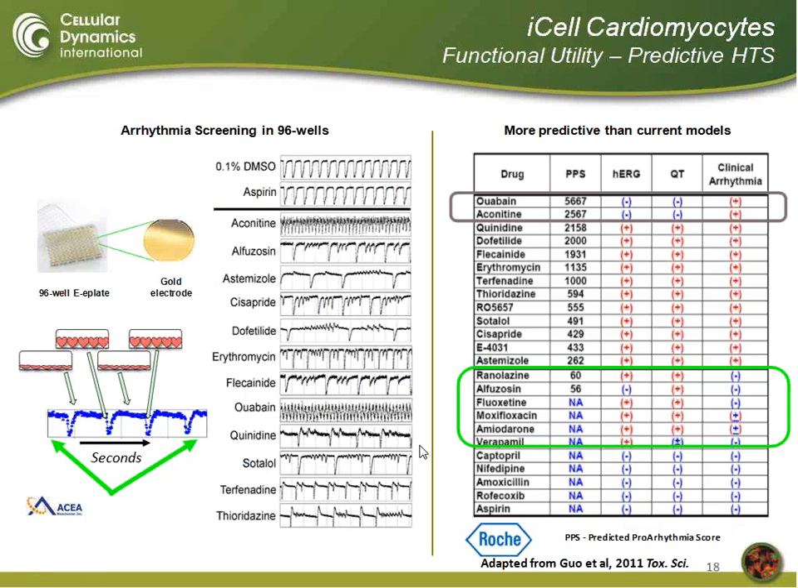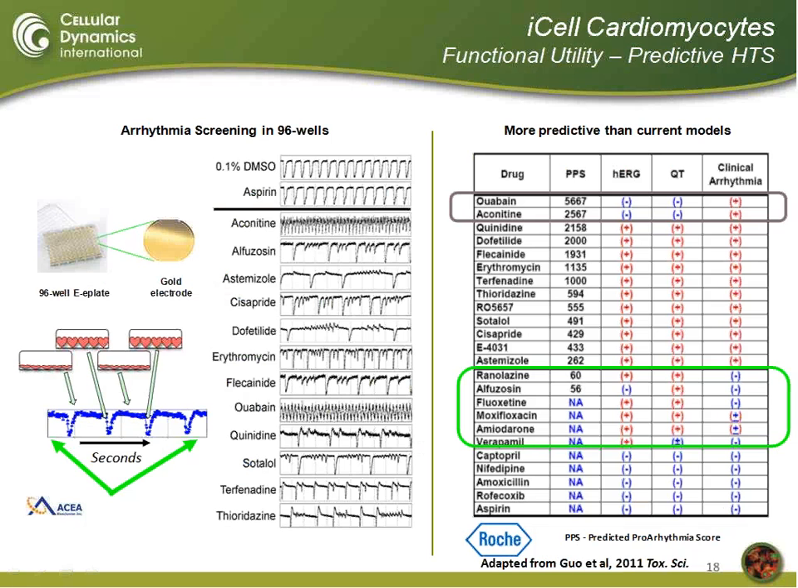Next, going along the same lines of arrhythmia, we'll go into the ACEA and Roche xCELLigence RTCA system. This is an impedance-based system that comes in a 96-well plate, and on the bottom of the plate, it's covered in gold electrodes to measure impedance. So with the iCell cardiomyocytes, as they contract, they physically change shape, and you can measure that as a difference in impedance as they contract.